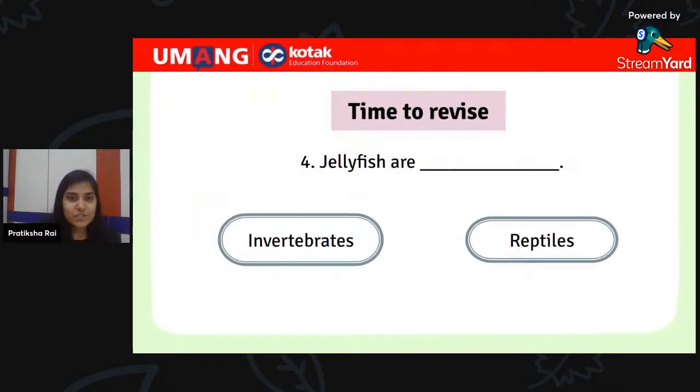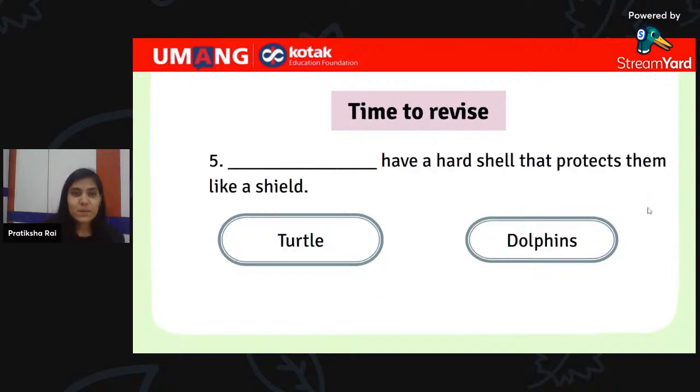Let's look at the next one then. Jellyfishes are dash, invertebrates or reptiles. Think about it and tell me. I'm sure you all remember it from the session, right? Yes, they are invertebrates. Let's look at the next one. Are you ready for the next question? Type yes in the chat box for me, everybody. Well done.